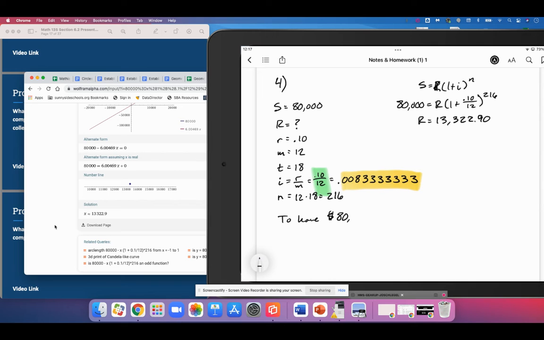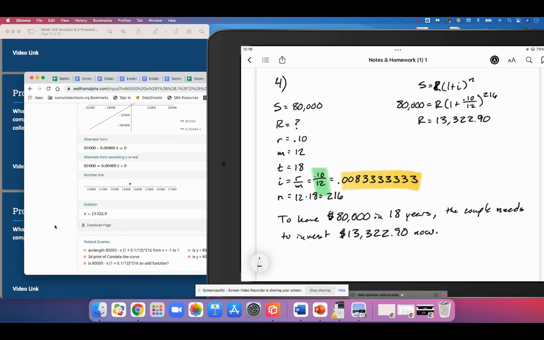So to have $80,000 in 18 years, the couple needs to invest $13,322.90 now. So not bad, turning $13,000 or so into $80,000. That's an increase of, gosh, I don't know, like 6 times, something like that.